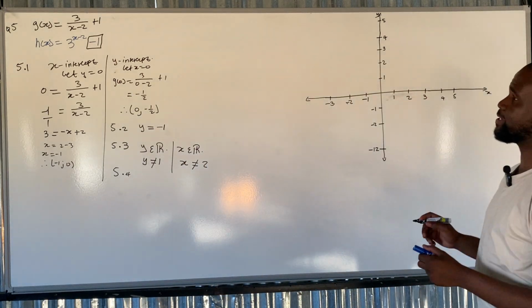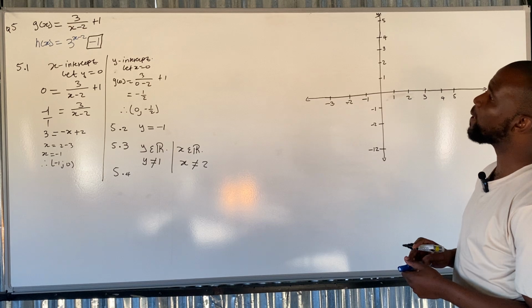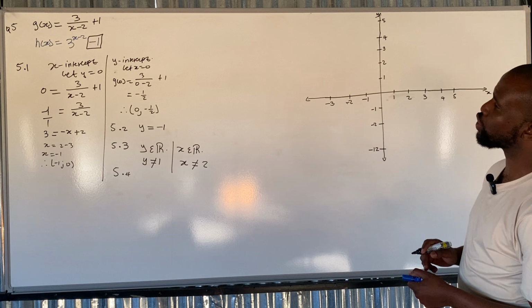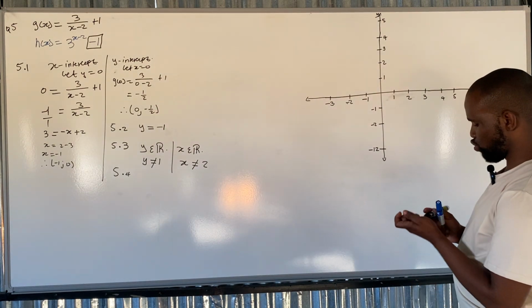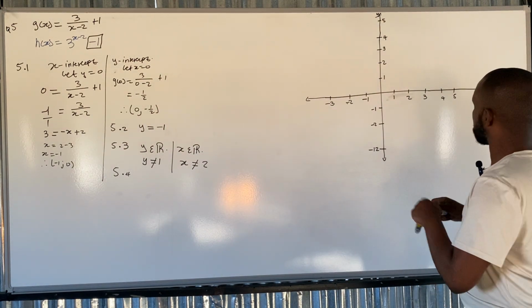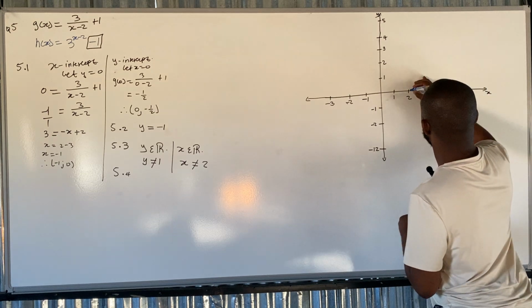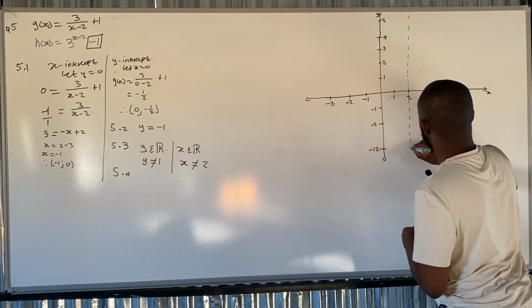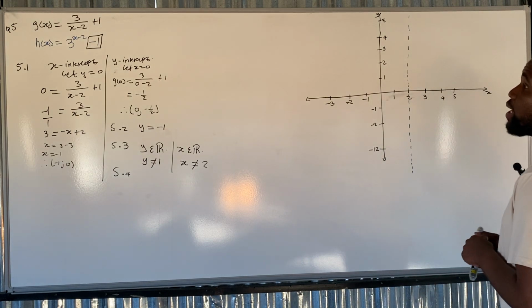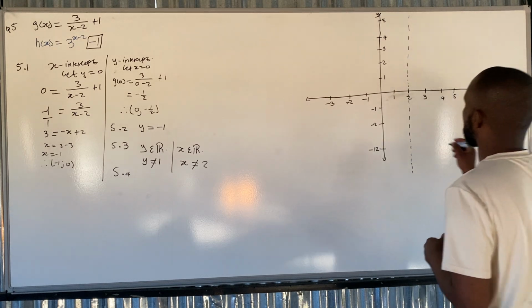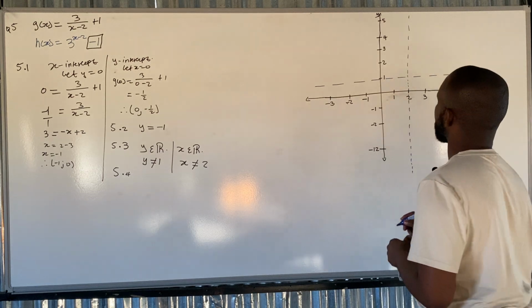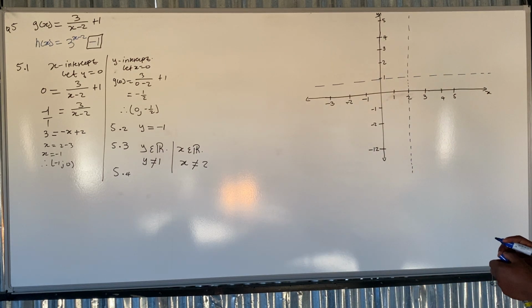Now for the hyperbola, the first thing we need to start by stating is our asymptote where x is equal to 2. So x is equal to 2 is this one here, which I need to indicate with the dotted lines. This is my x asymptote, and my y asymptote where y is equal to positive 1. So it's this one here, which is my y asymptote, and I already have the x-intercept and the y-intercept.